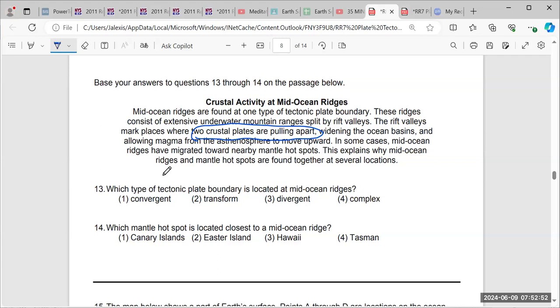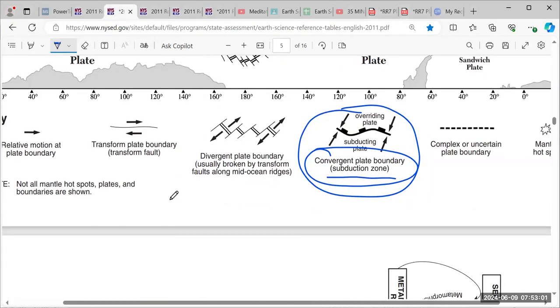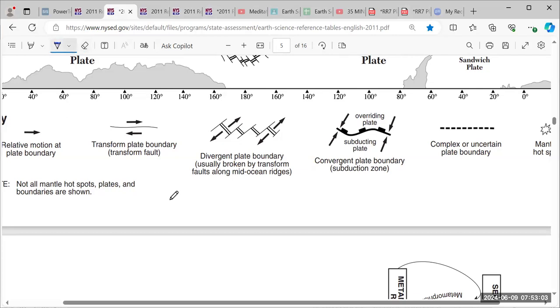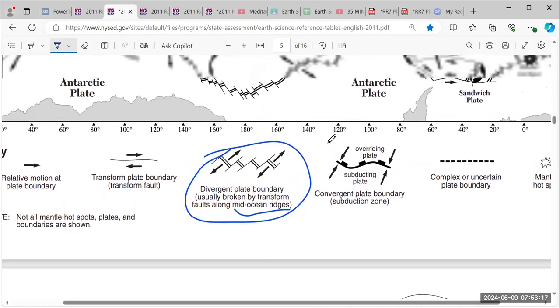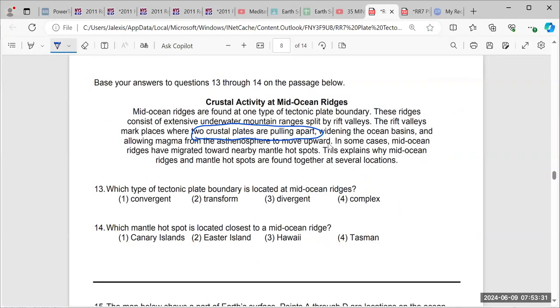So where two crustal plates are pulling each other apart, that's going to deal with, let's look at page 5 of the reference tables. And right here, arrows represent pulling apart. And it also lets you know that mid-ocean ridges are created here. Every time you see the word ridge, you're also going to see the symbol of a divergent plate boundary. That's why the correct answer is going to be choice 3.